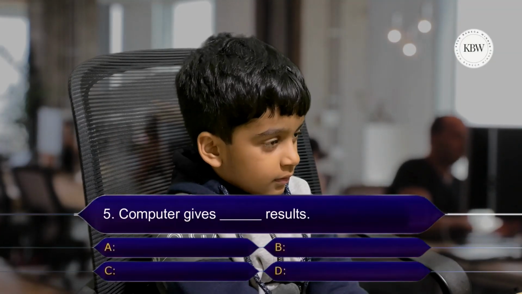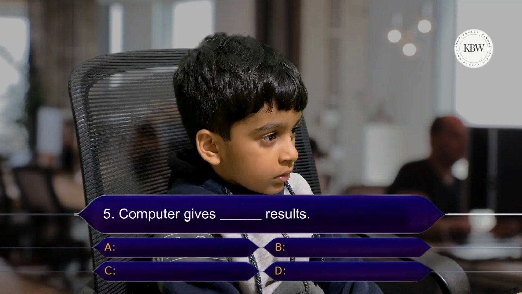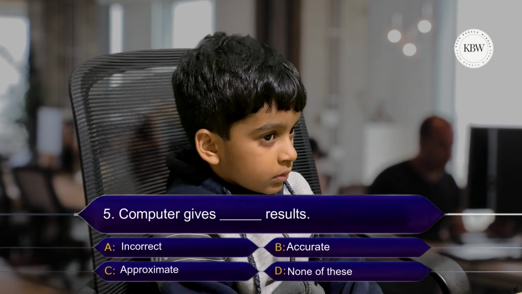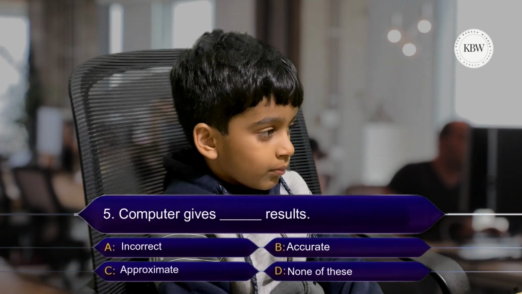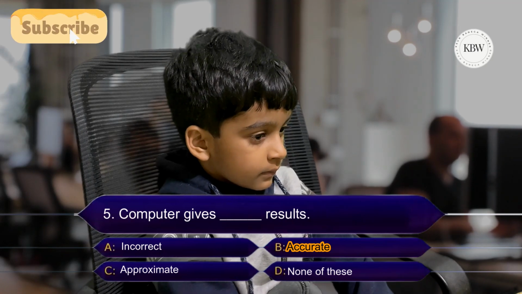Okay, next question, Vihaan. Computer gives blank results. Option A incorrect, option B accurate, option C approximate, option D none of these. Option B. Okay, this is the right answer, Vihaan. Very good.